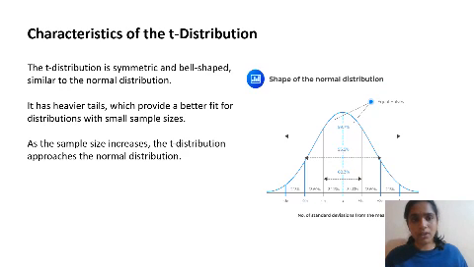Characteristics of the t-distribution. The t-distribution is symmetric and bell-shaped, similar to the normal distribution. It has heavier tails, which provide a better fit for distributions with small sample sizes. As the sample size increases, the t-distribution approaches the normal distribution.